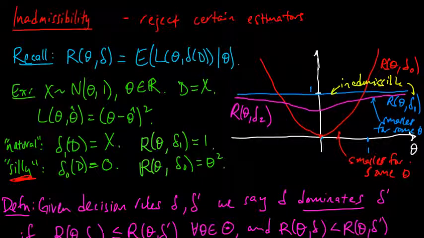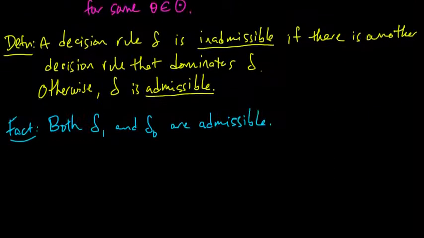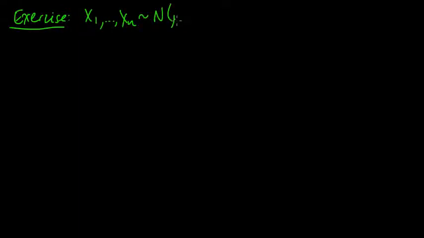We just introduced the concept of inadmissibility, and I'd like to give you a fun little exercise on inadmissibility. This is a neat, sort of surprising little exercise. Let x1 to xn be normally distributed with mean mu and variance sigma squared.